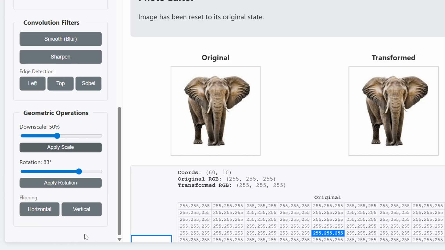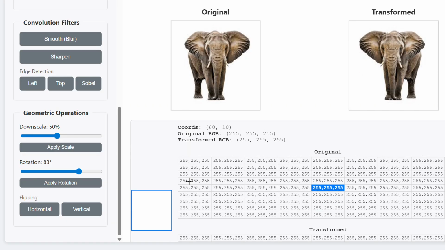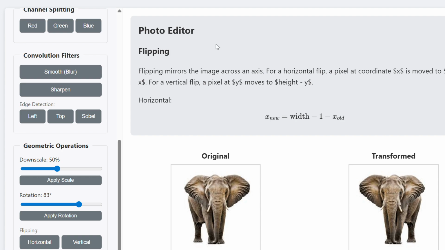Now, what else have I done? Yeah, flipping horizontal. Horizontal flipping is simple. The x coordinate will go to the total number of pixels minus the x coordinate. The intensities of RGB will go there. So this is a very simple image editing tool. We can create more complex ones, but for now, this is all we have.